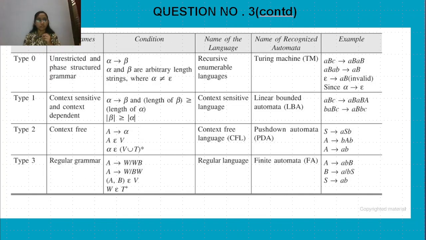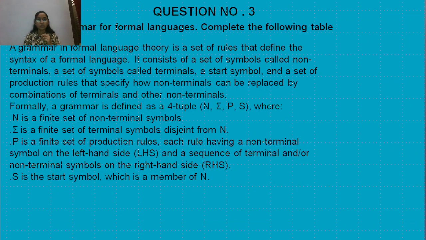in the corresponding columns. Okay, so let's see what is a grammar in formal language. So a grammar in formal language theory is a set of rules that define the syntax of a formal language. It consists of a set of symbols which are called non-terminals, a set of symbols called terminals, a start symbol, a production rule that specifies how non-terminals can be replaced by a combination of terminals and other non-terminals.